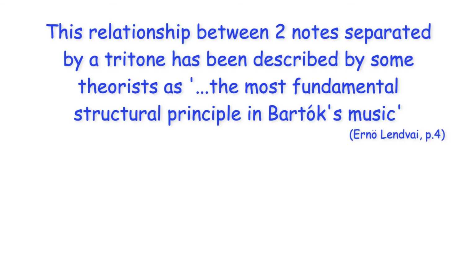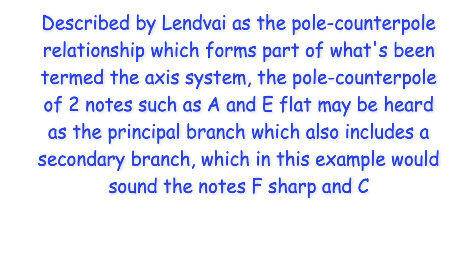This relationship between two notes separated by a tritone has been described by some theorists as the most fundamental structural principle in Bartok's music. Described by Lenvai as the pole-counterpole relationship, which forms part of what's been termed the axis system, the pole-counterpole of two notes such as A and E-flat may be heard as the principal branch, which also includes a secondary branch, which in this example would sound the notes F-sharp and C.